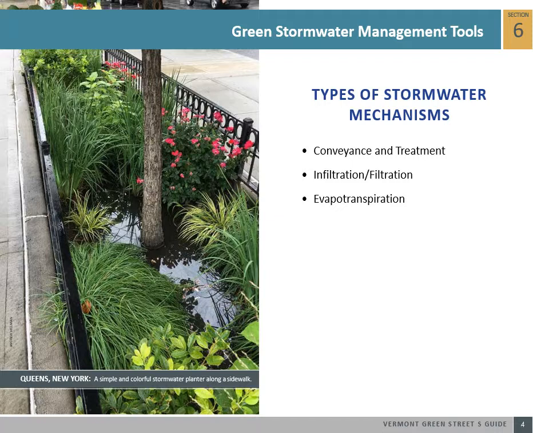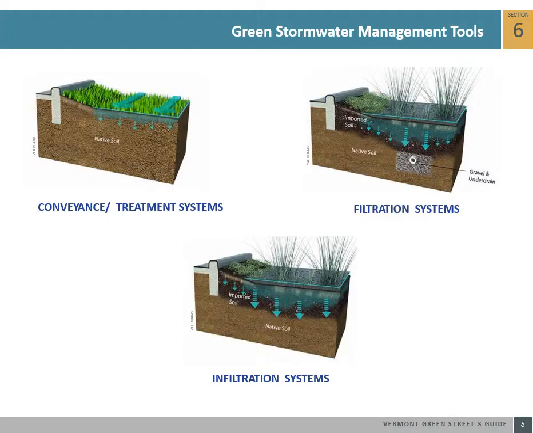Green stormwater tools can be classified based on their dominant functional mechanism: conveyance and treatment, infiltration or filtration, and evapotranspiration. Understanding the function of stormwater tools can help to prioritize the most appropriate options for your site conditions.